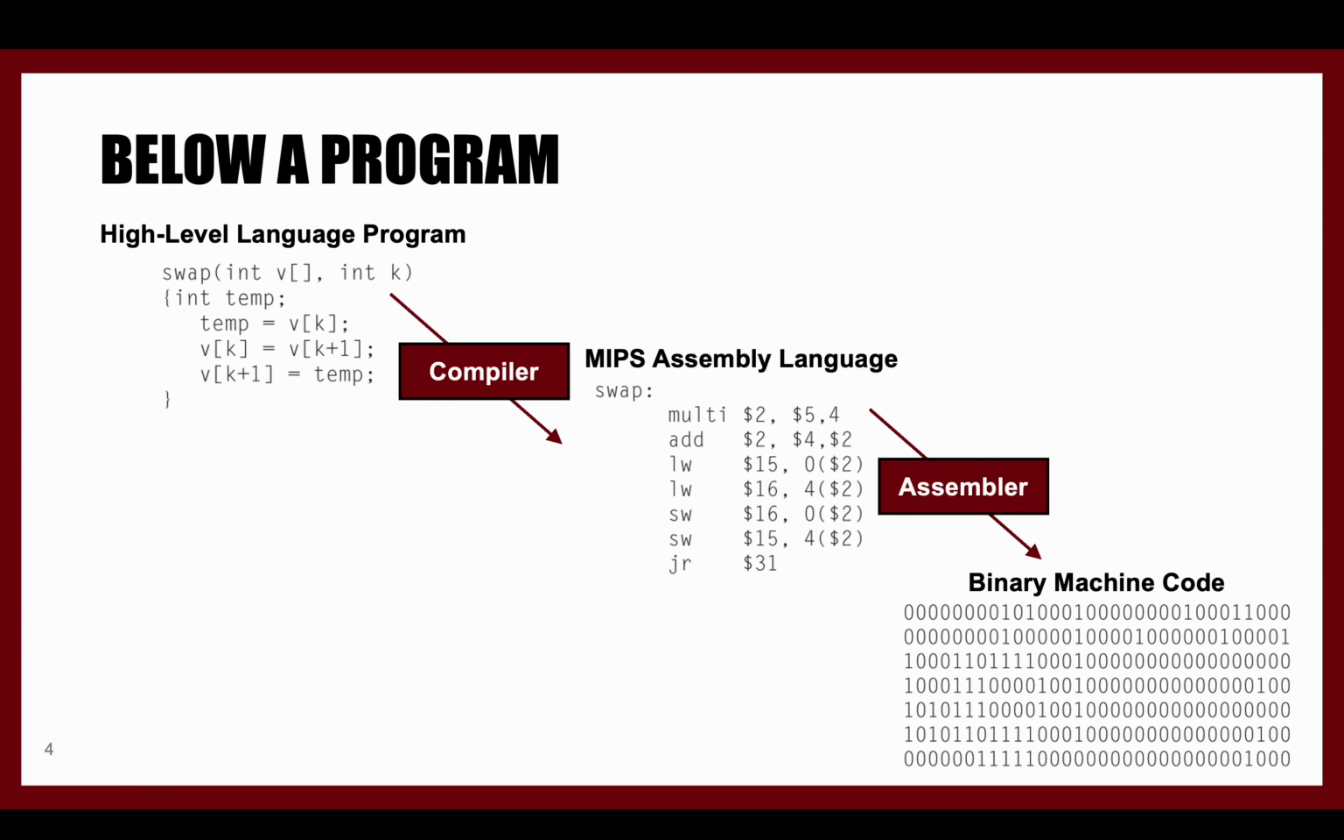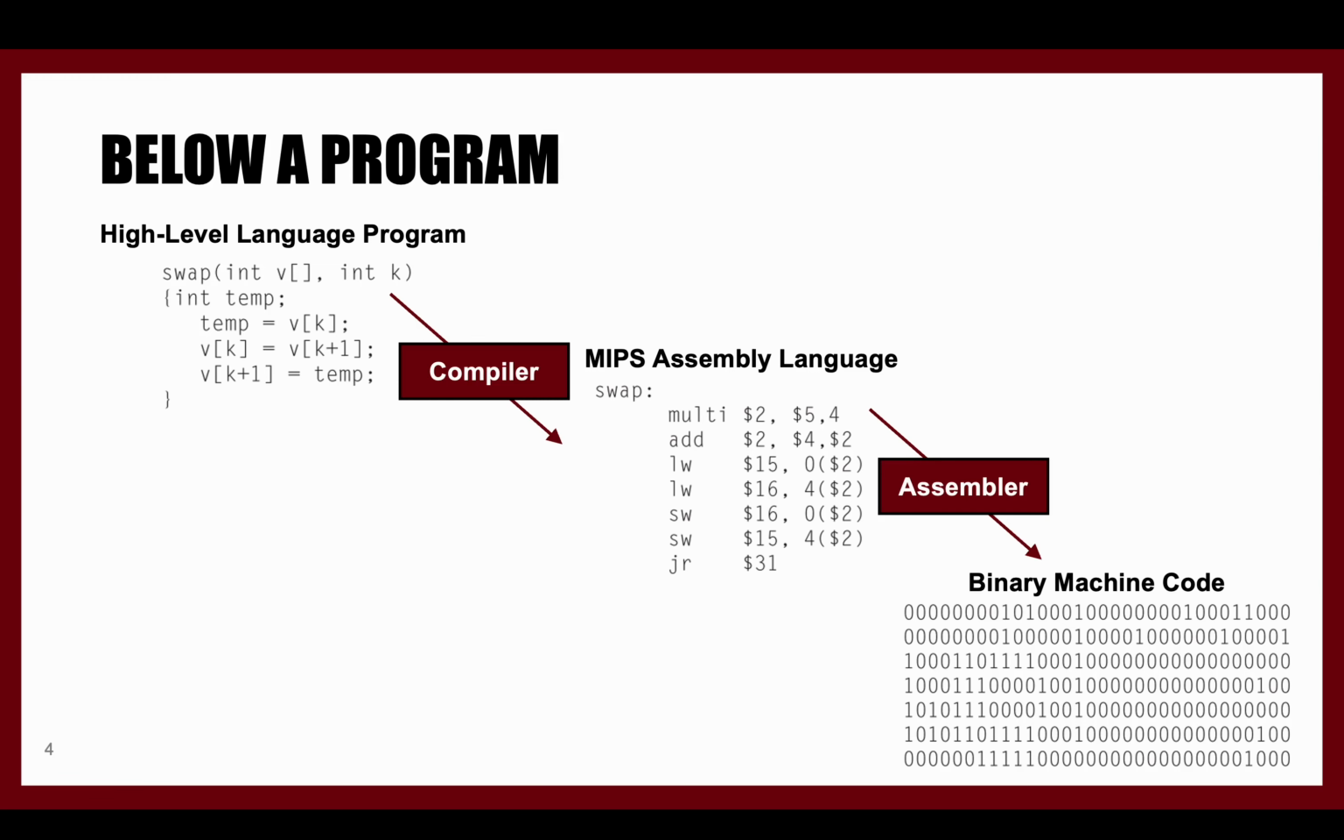Think of this as a recipe written in plain English. It's easy for us humans to understand. Compiler. A compiler takes this high level code and translates it into assembly level language specific to the computer's architecture. In this case, it's MIPS assembly language. Imagine you need to explain the recipe to someone who speaks a different language.